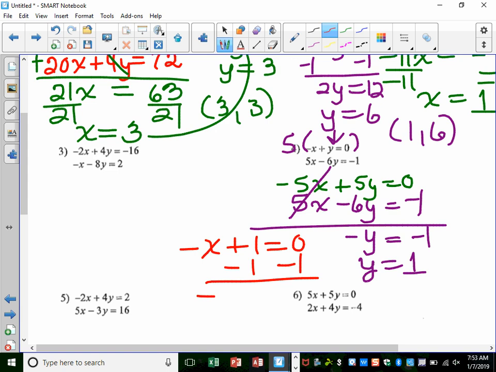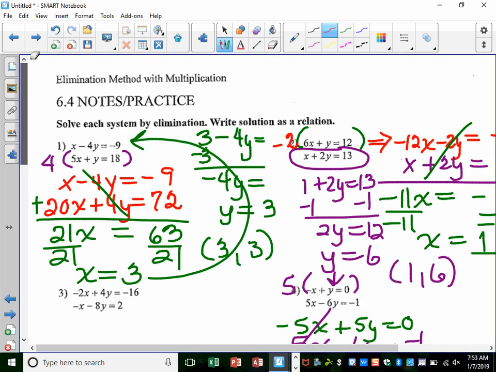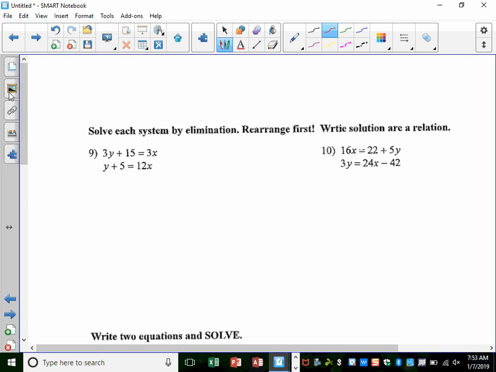And solve that. So my answer is 1, 1. Okay. All right. So now let's move on to the word problem.